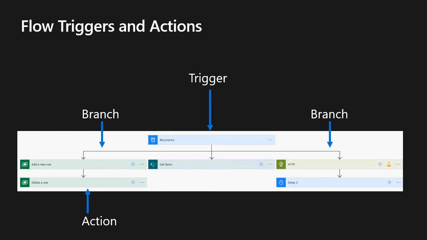In the middle we see a branch that has an action called get items. The icon on the left for this is SharePoint. On the right branch we see HTTP and delay to. HTTP represents making an HTTP request, and you'll notice there is an orange funnel associated to the right of that. That is providing static results from the HTTP, which we will cover later. Delay to is another sort of timer action. In this case, we can delay things from happening. So we have a delay that can be based on minutes, hours, days, etc.